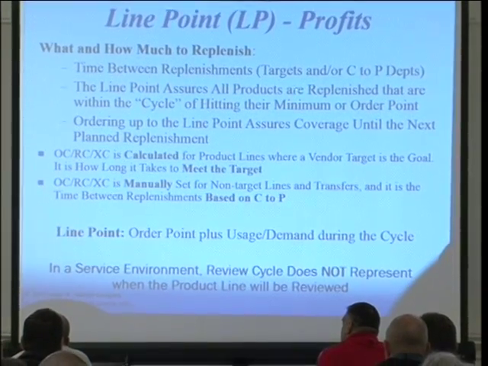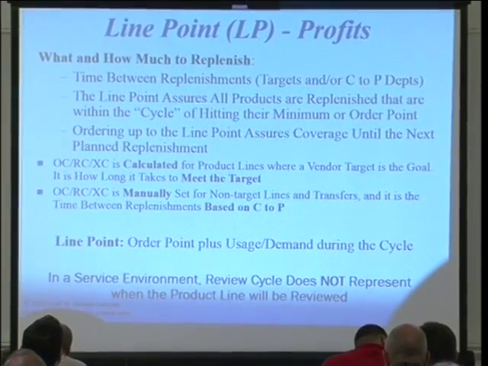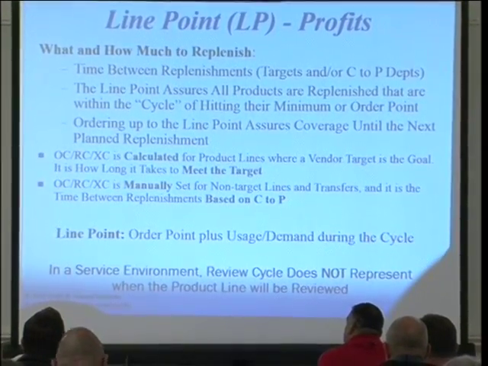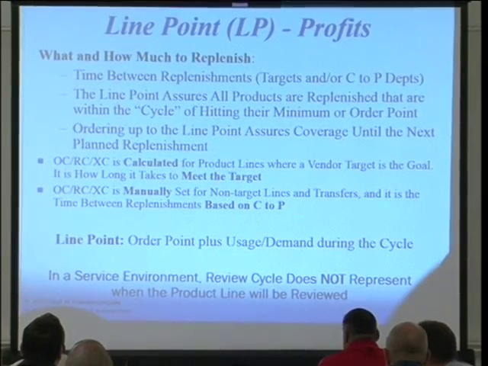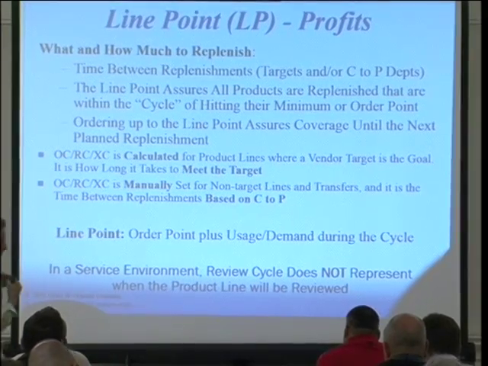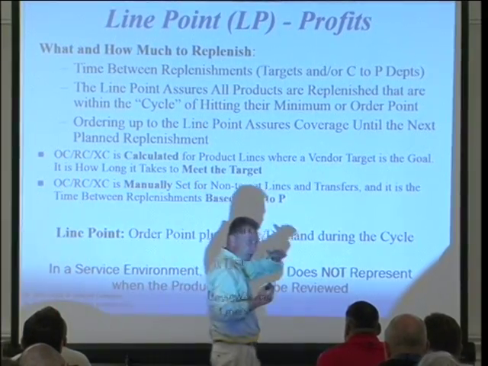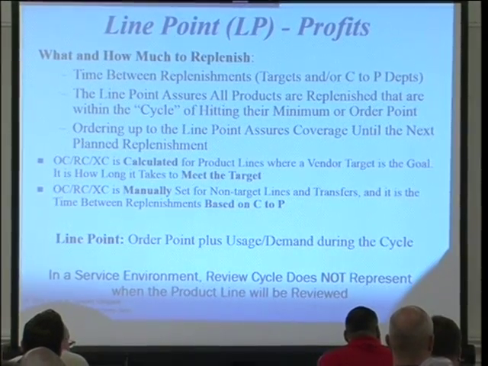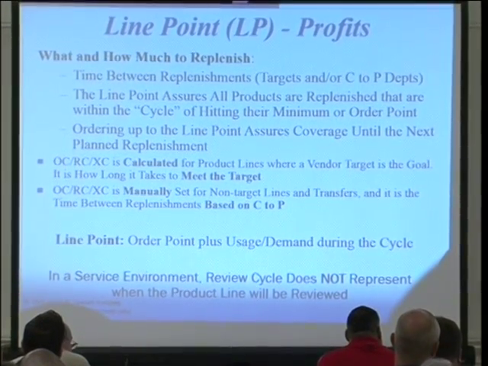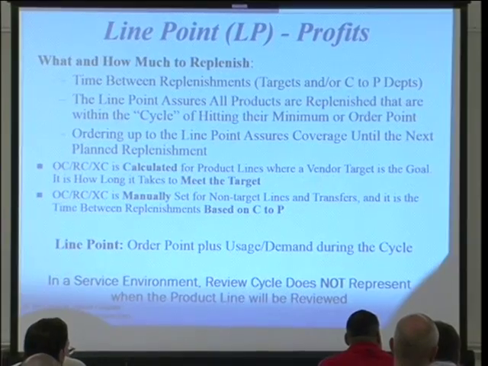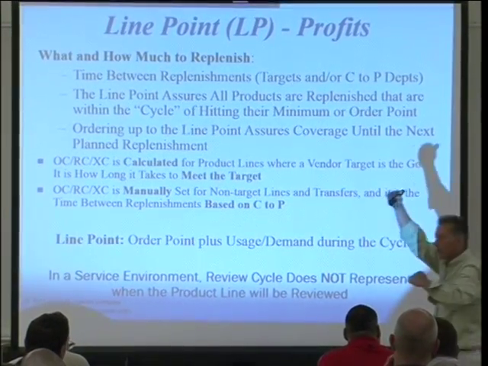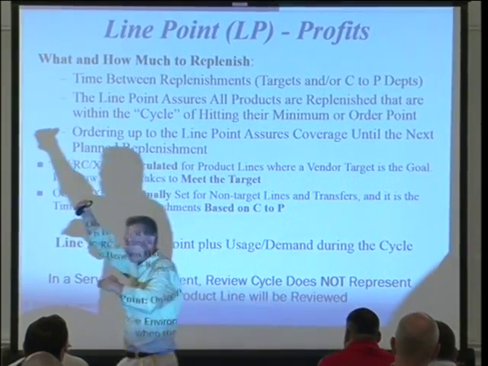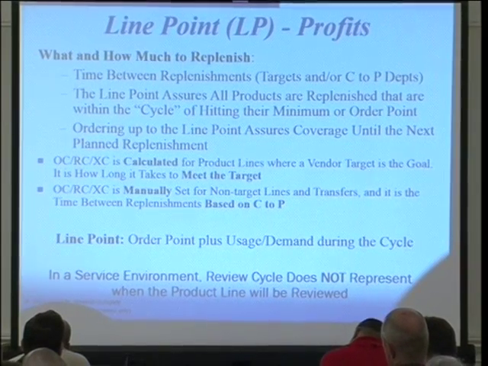Very good. So anyway, the line point assures all products are replenished that are within the cycle. So remember, this came up on the last break. What's really kicking me in the butt to place a PO for service? Were the items below order point? But then we went out and said we better include the items between order point and line point. Why? They're going to go below order point before the next time we plan on going back. If I've got 4 gallons of milk in the fridge, I still need to get 3 when I go on Saturday.